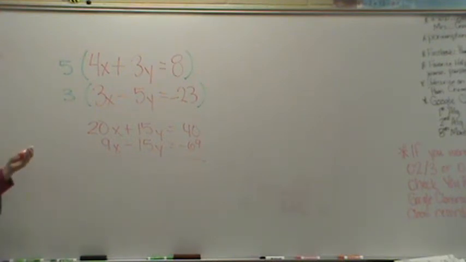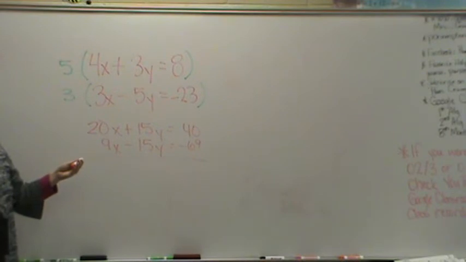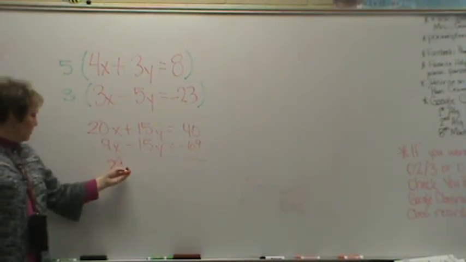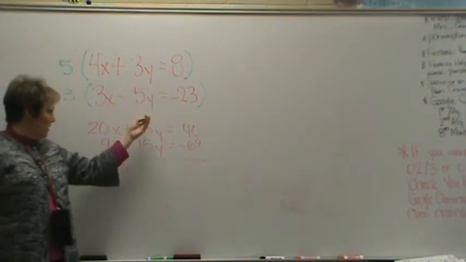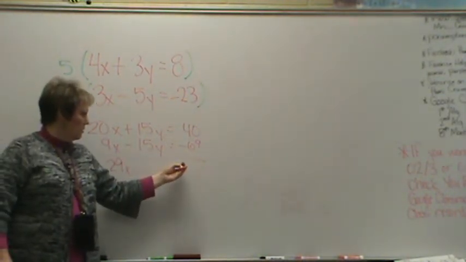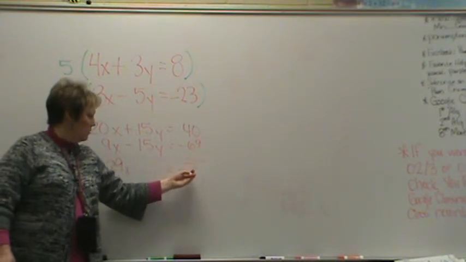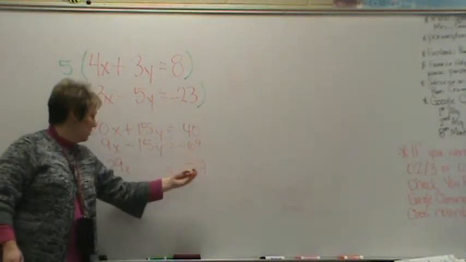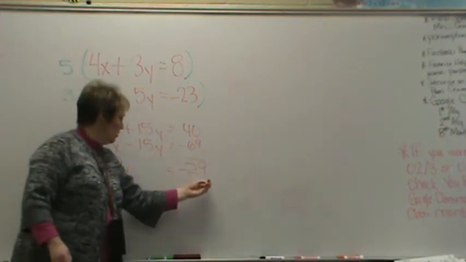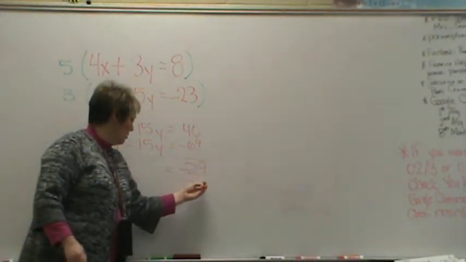You got negative 1? How'd you get it? 20x plus 9x is 29x. 15y plus negative 15y is 0. Negative 29. Then you divide both sides by 29. And then x equals negative 1.